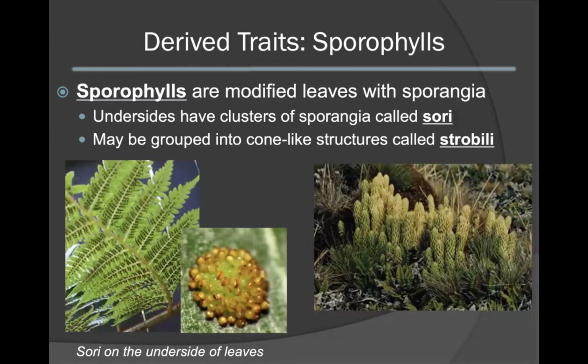Another derived trait of vascular plants is the presence of sporophylls. Sporophylls are considered to be modified leaves that contain sporangia for reproduction. The undersides of these leaves have clusters of sporangia, commonly called sori. These can be seen on the image to the left. Some sporophylls in some plant species may be grouped into cone-like structures that we call strobili. These can be depicted in the image to the right.